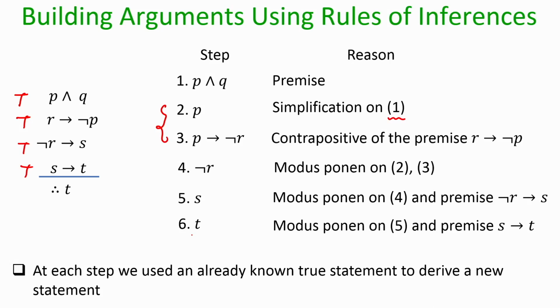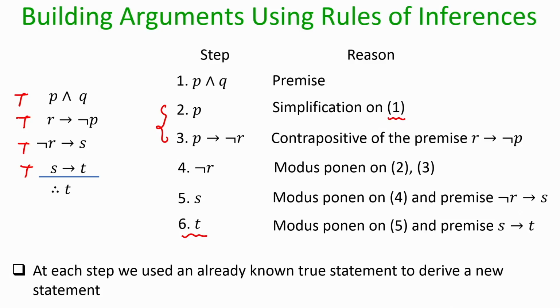That means, if I assume all the premises to be true, then by applying rules of inference properly at each step, I keep on deriving new conclusions and I end up at the final conclusion in my argument form, and hence my argument form here is a valid argument form.